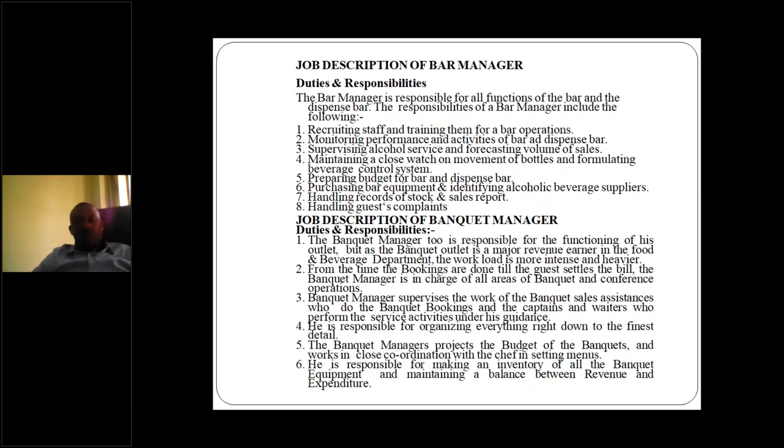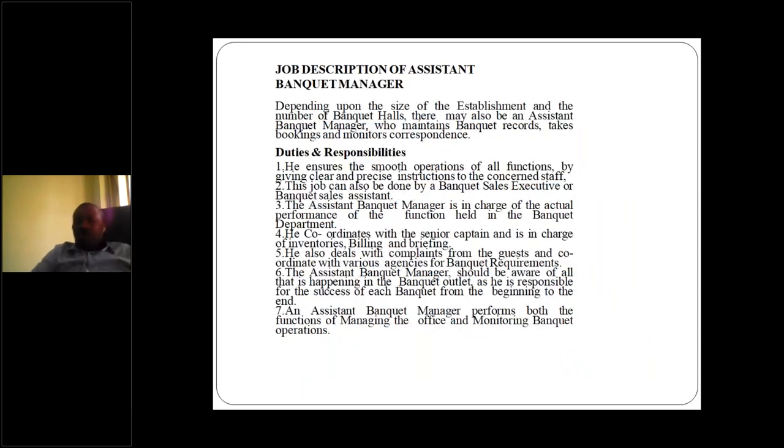He is also responsible for making inventory. What do we have? Do we have the right equipment? Are we bringing in the right money? So the banquet manager takes care of the overall responsibility of the banquet.